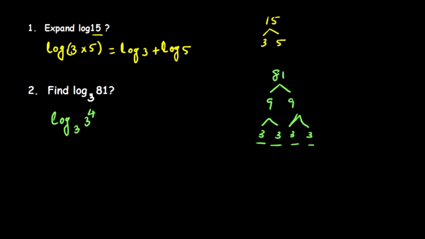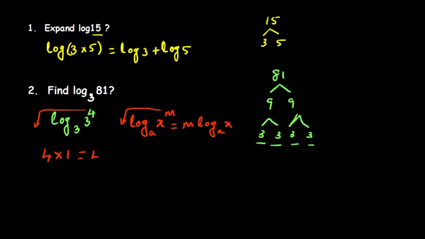Now here is the most important formula, that is log x power m base a. Log x to the power of m base a, we get here this m, that means it is m log x base a, right? So send this 4 here, then we have 4 into log 3 base 3 is 1, that equals 4. Okay, because log a base a value you know very well, log a base a equals 1.